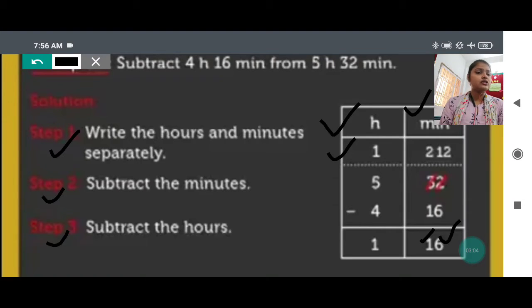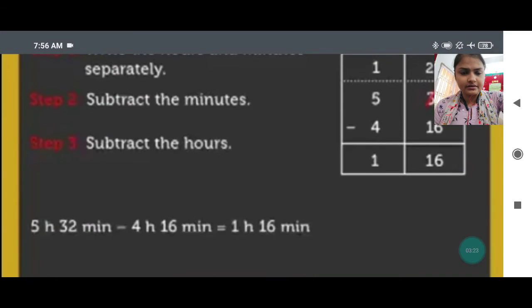Then after that, I have to subtract the hour column. 5 minus 4 will be 1 hour. So you will write 1 there, okay? So you will get this as an answer, 1 hour and 16 minutes. Okay, when I am subtracting 4 hours 16 minutes from 5 hours 32 minutes, I am getting 1 hour and 16 minutes, okay?